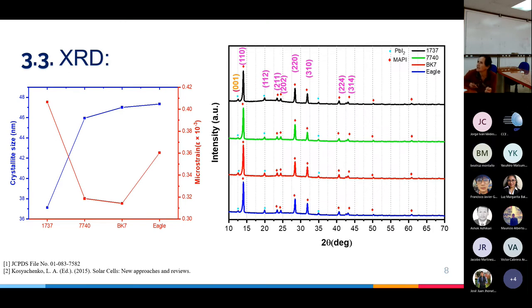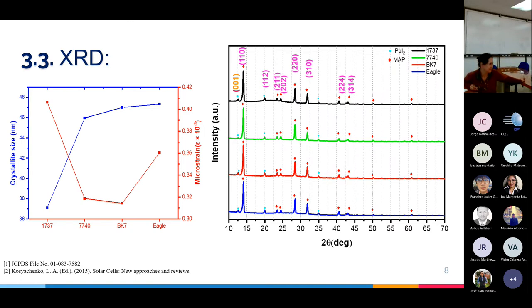Francisco, please put the slides of the X-ray. Yeah, doctor, this is the slide. I don't know if you can see them. This is an XRD. Okay, yes. In some equipment is okay.